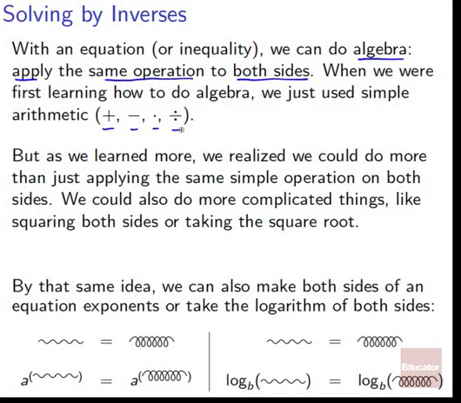But as we learned more in our work in algebra, we realized we could do more than just apply simple operations on both sides. We could even do more complicated things like squaring both sides or taking the square root. We realized that as long as we're doing the same action to the left side and the right side, we're doing the same thing to two things that are equal, so we know that it's going to remain equal even after the action goes through. So by that same idea, we can also make both sides of an equation exponents or take the logarithm of both sides, because we're doing the same action to both sides. The equality is still there.